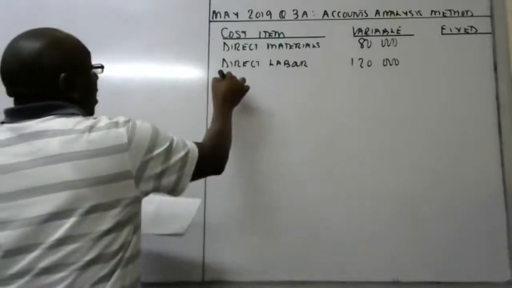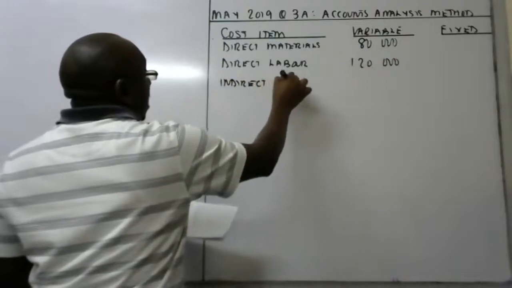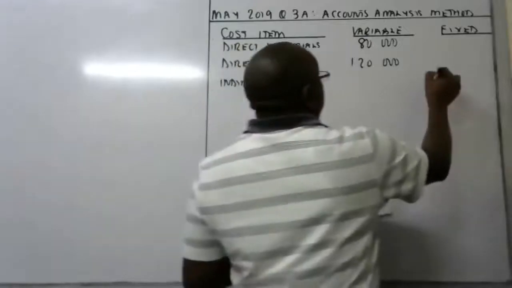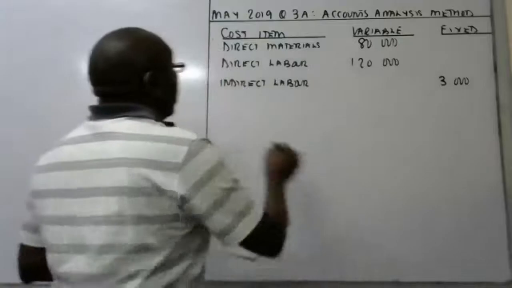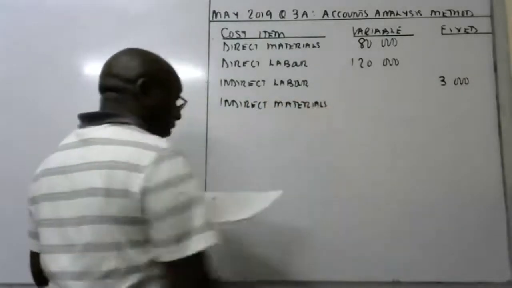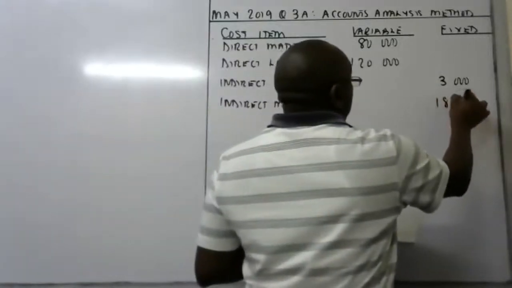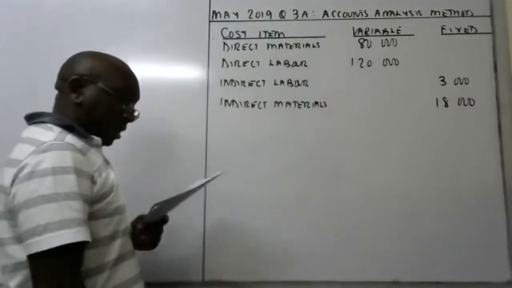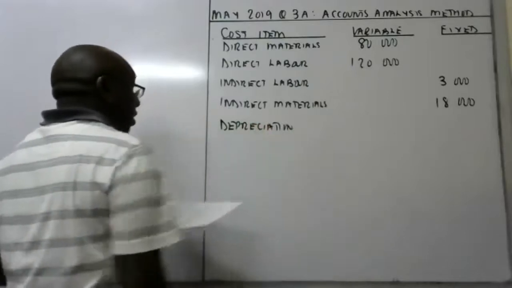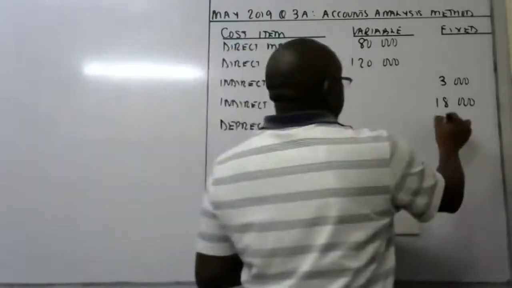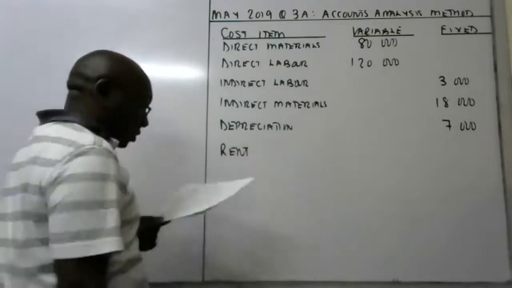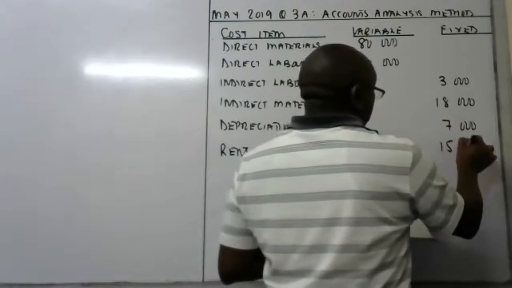Even the examiner has informed us, and even if we were not informed, we should know, that indirect labor is a fixed cost of 3,000. And then indirect materials is also a fixed cost of 18,000. And then depreciation is a fixed cost of 7,000. Rent is also a fixed cost of 15,000.